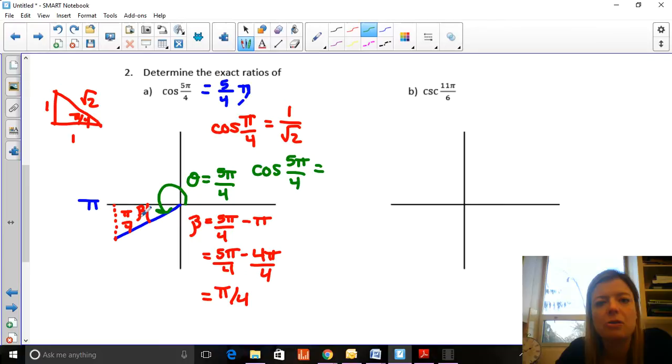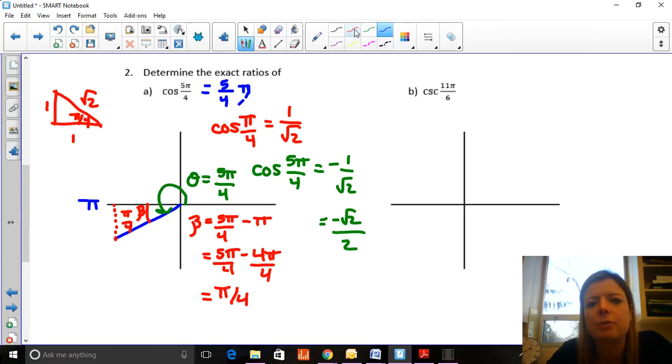You could also think cos is related to x, and x is negative in this quadrant, so therefore it's negative. So my answer is negative 1 over root 2. Now, you'll notice in the back of your textbook that they might have it written like this, minus root 2 over 2, and you'll think you got the answer wrong. These numbers are actually the exact same thing, and I'll show you why.